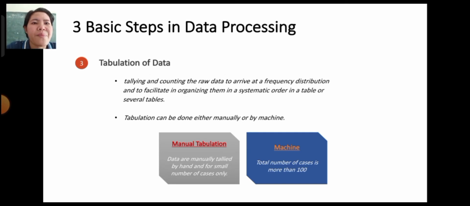Okay, the third step in data processing is the tabulation of data. Okay, it involves tallying and counting the raw data to arrive at a frequency distribution and to facilitate in organizing them in a systematic order in a table or several tables. Okay, tabulation can be done either manually or by machine. In manual tabulation, data are manually tallied by hand, for a small number of cases only. In machine, the total number of cases is more than 100.